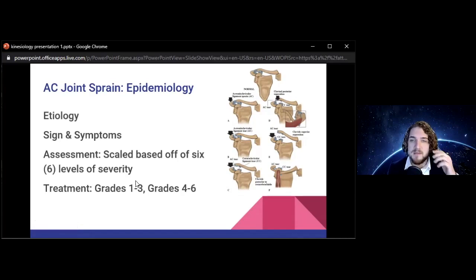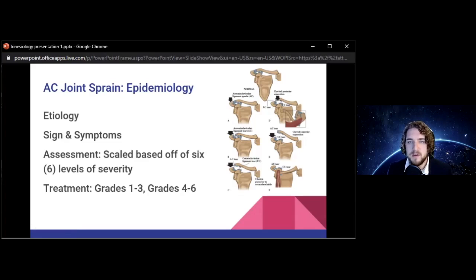So signs and symptoms, you will usually have a pretty obvious deformity where the clavicle pokes up out of the shoulder. And even with a very mild AC joint sprain, there could still be some deformity. Signs and symptoms: it'll be pain with movement. I'll cover those movements in a second, but just any kind of pain, deformity, point tenderness around the shoulder.